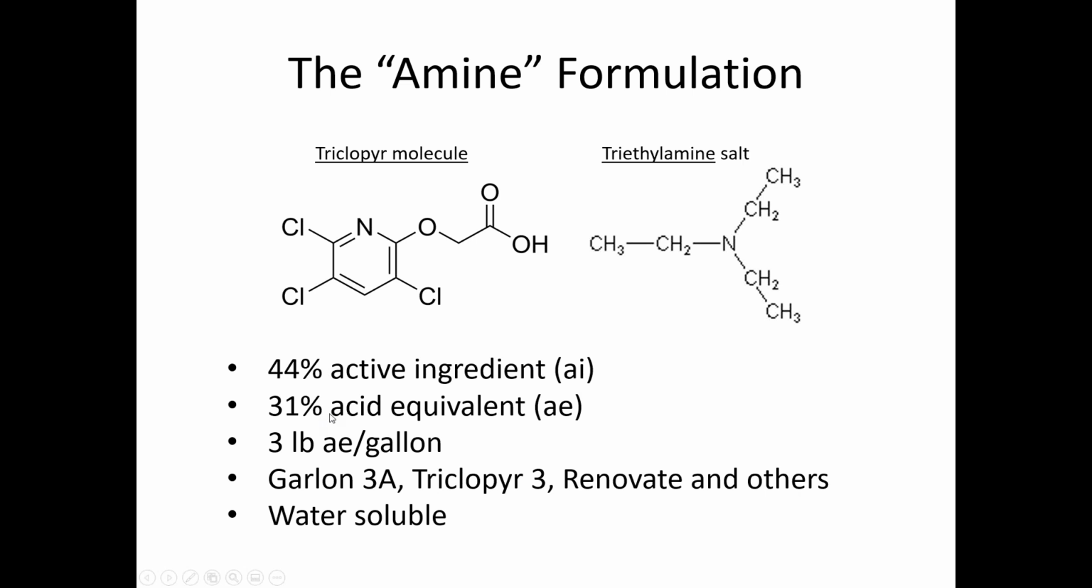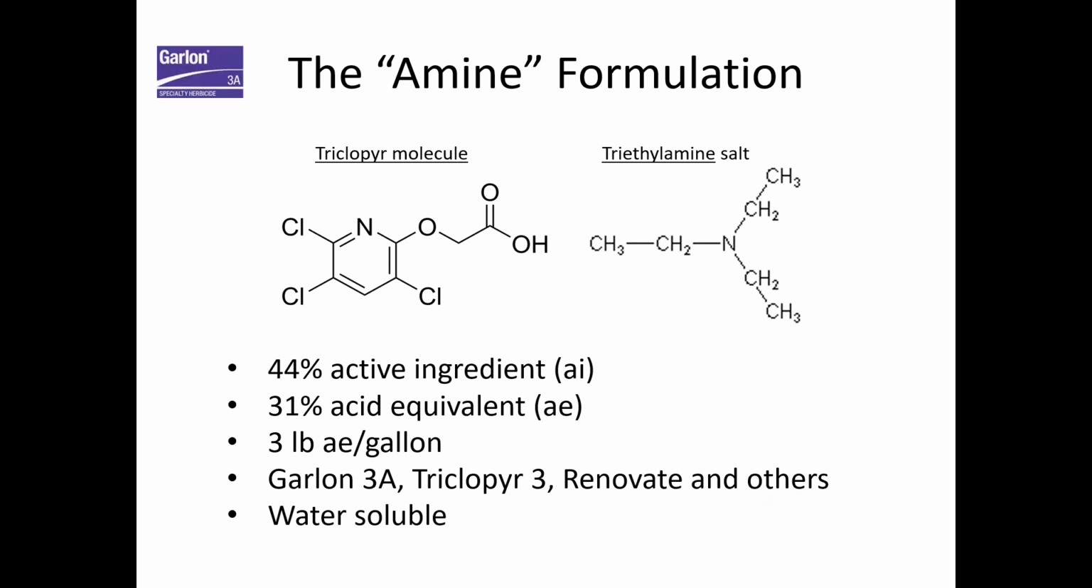It is 31% in terms of acid equivalent, or the AE, and that is the base Triclopyr molecule here, eliminating the triethylamine salt component, which when you add that in, makes up the active ingredient. It is 3 pounds of acid equivalent per gallon in the formulation, meaning there's 3 pounds of Triclopyr in the acid form within the formulation. You know it as Garlon 3A. There are generics like Triclopyr 3, aquatic versions like Renovate, and other generics out there. This is the water-soluble formulation, okay?